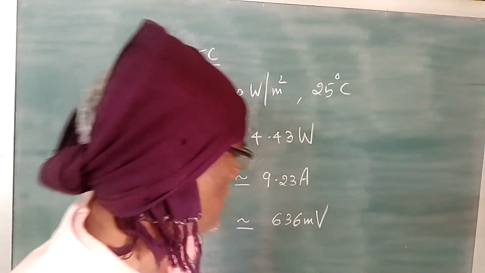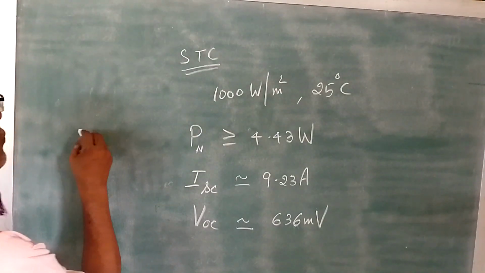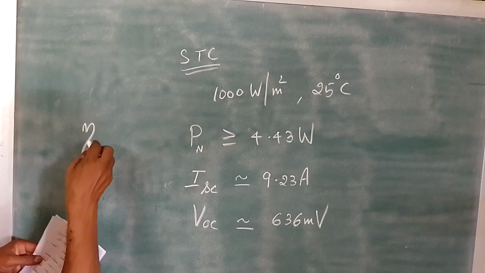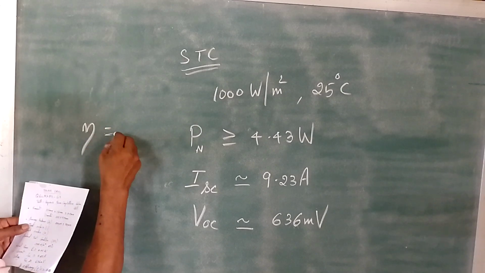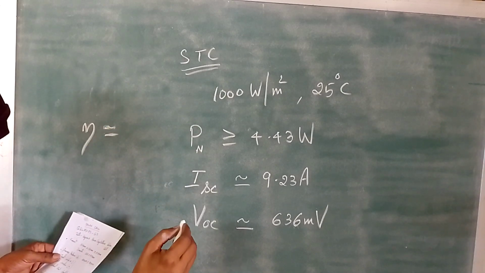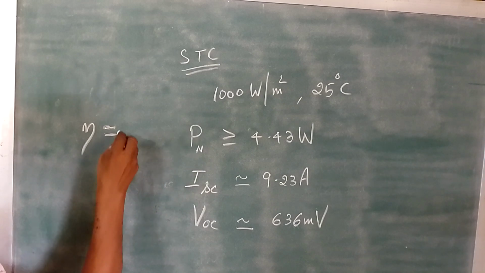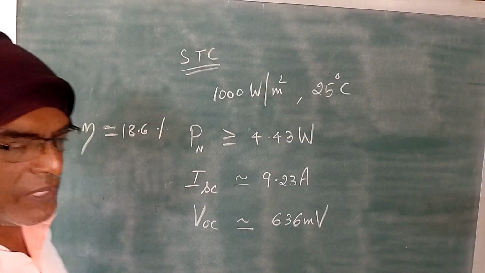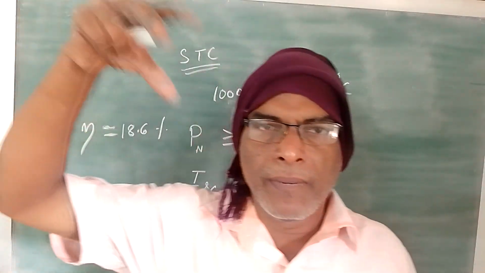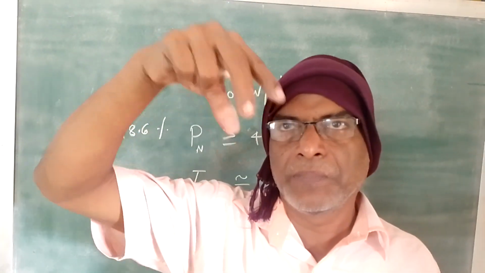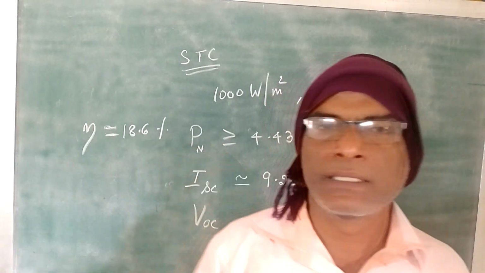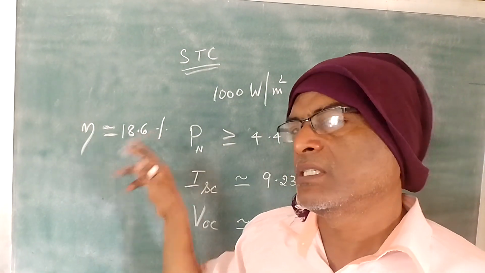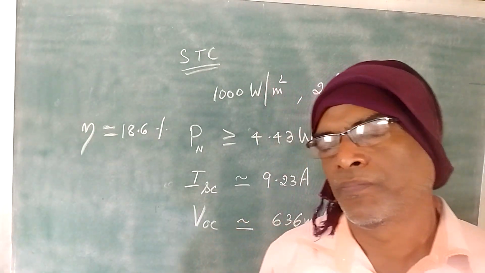Okay, so then coming to efficiency. Efficiency is approximately equal to 18.5, 18.6%. That means if you bombard the solar cell with 100% light, then the output given is only 18.6%, the conversion efficiency.